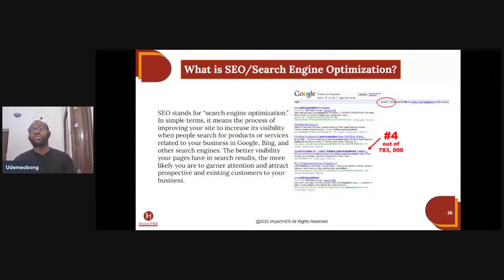Now I always ask this question: when you make a search on Google, do you go to page two? How many people go to page two to look for information? Anybody? Anybody goes to page two? A lot of people don't go to page two. Now the reason is very simple. Google only gives you the information that is most optimized on page one.